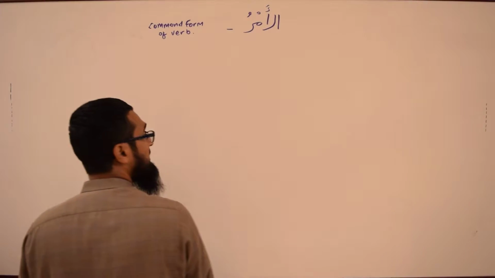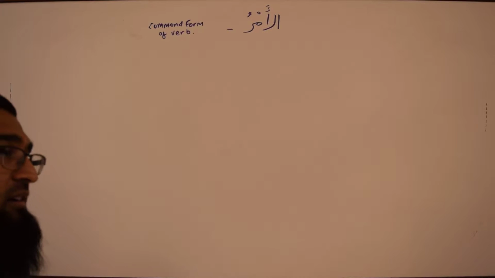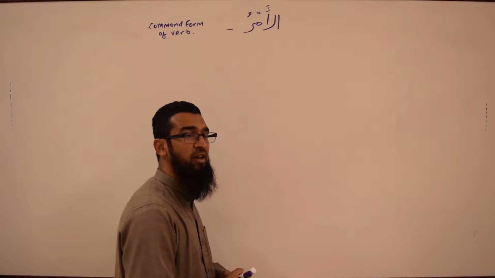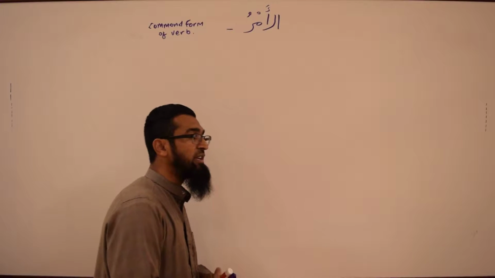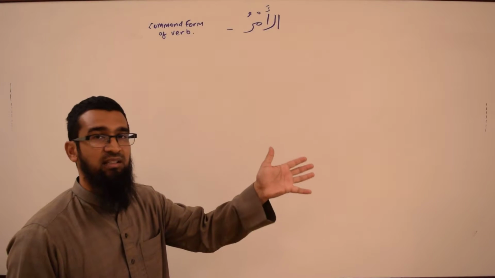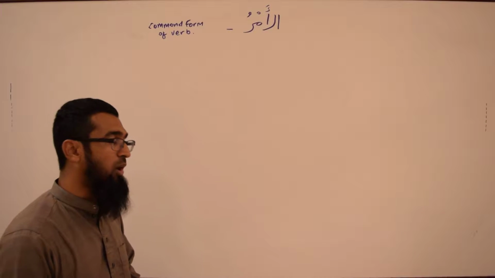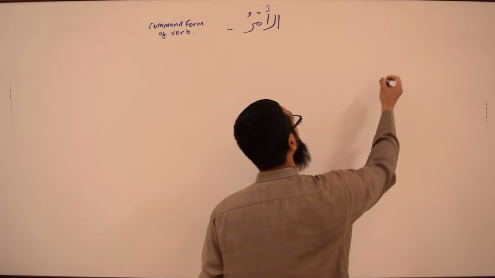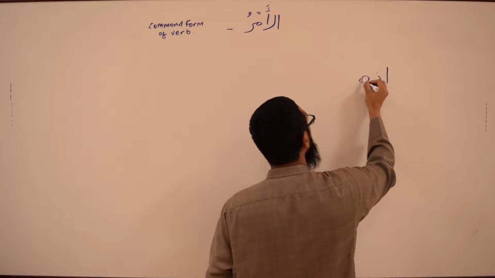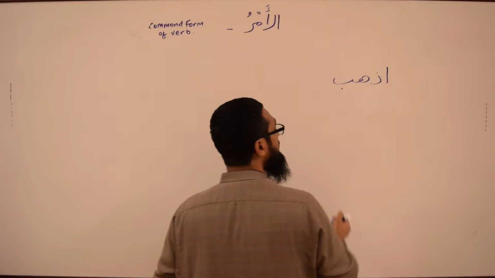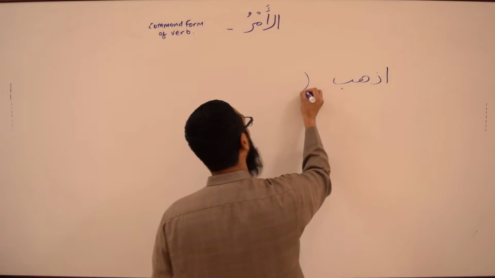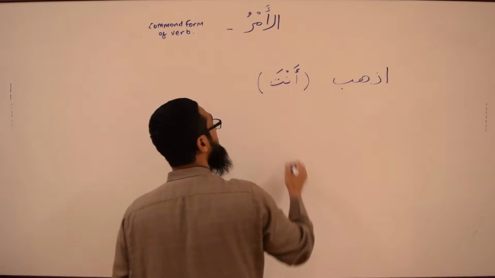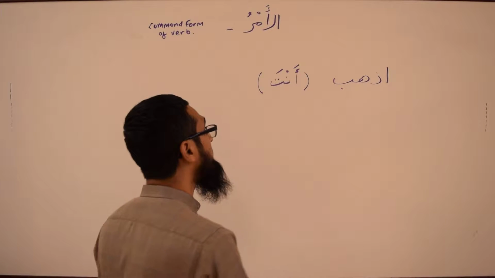Now thirdly, every amr that we're going to learn has four forms of it. Four forms, depending on who you're addressing. You can either address anta, anti, antum, or antunna. So for instance, let's take the verb idhab, which means go. Who are you addressing? You're addressing anta. Anta, idhab.